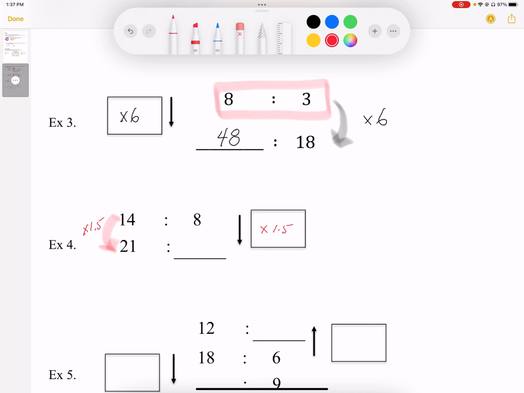Remember, you divide to get a multiplier. So 8 times 1.5 gives me 12. So comparing 14 things to 18 in a ratio is the same as comparing 21 to 12.